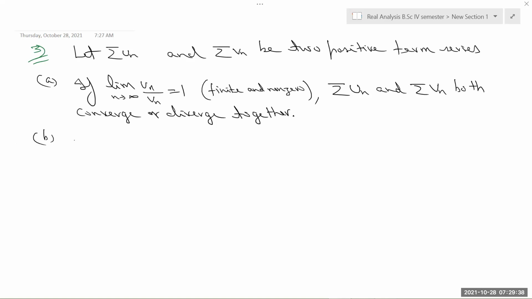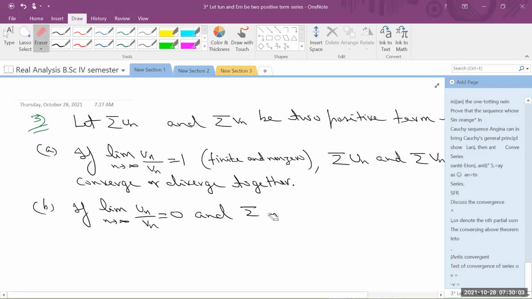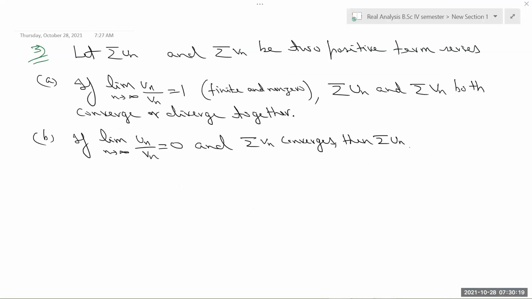Second, if the limit of Un by Vn is equal to 0, where n tends to infinity, and the series given by Vn converges, then this series Un will also converge.